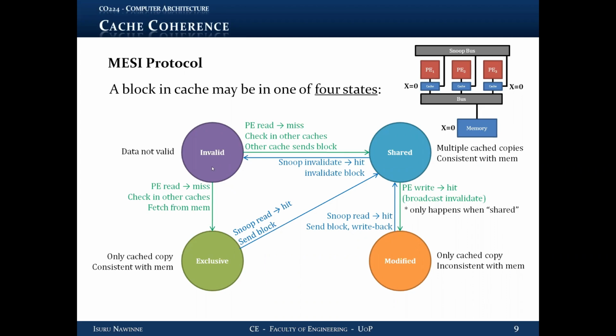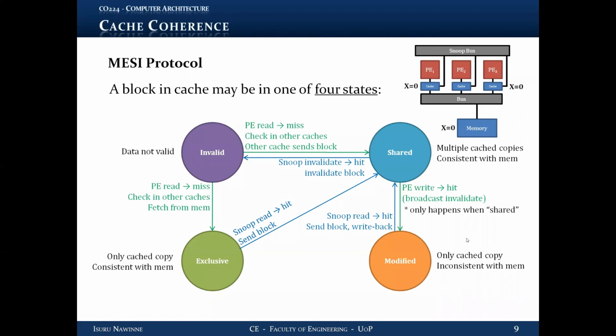So cache 1, which had the block in invalid state, asked other caches through the snoop bus. Cache 3 responded positively with the up-to-date data. So the block in cache 1 now transitions from invalid to shared. Now again, both these caches have the shared block, shared state, x equals 0, a value consistent with the memory. Right. I hope that process is clear.